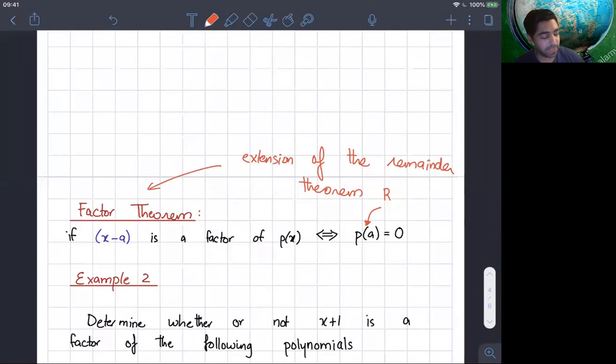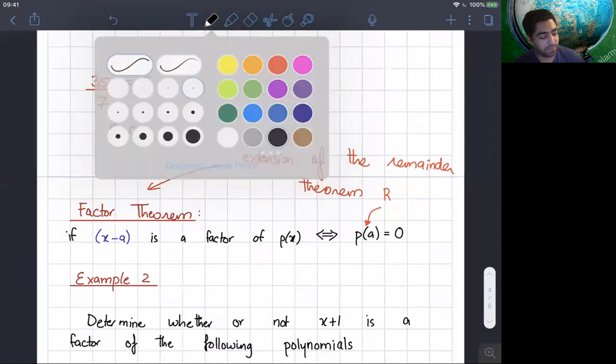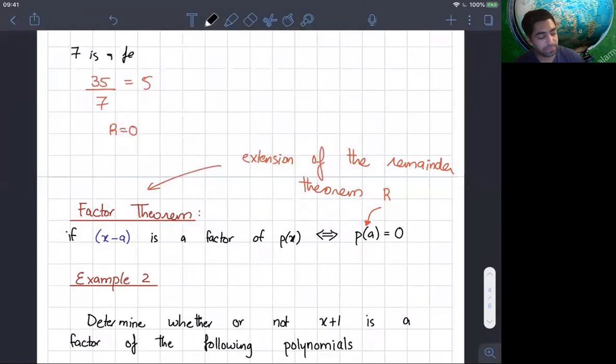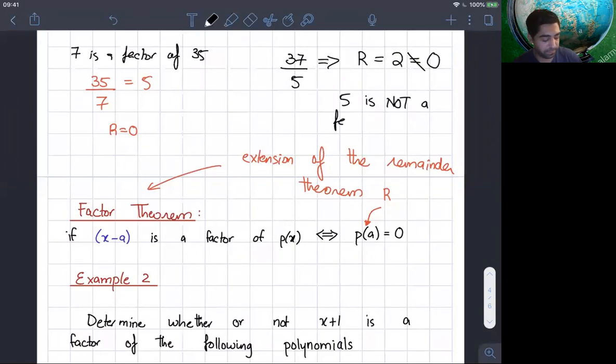Again, let's just look at it in concrete terms. So 35 divided by 7 gives you 5. What's the remainder? It's 0. What does this tell you about 7 and 35? That 7 is a factor of 35. And the other example we used above was 37 divided by 5. In this case, the remainder came out to be 2, which is not 0. So what does that tell you? 5 is not a factor of 37, right?